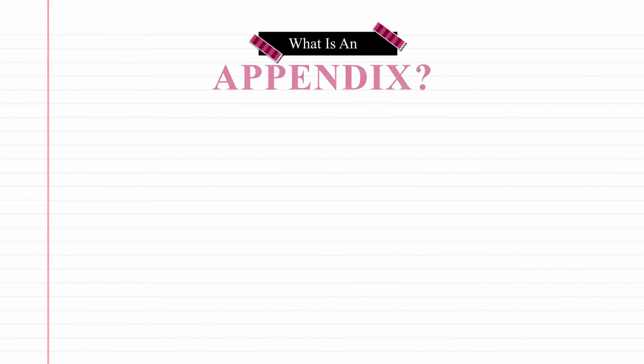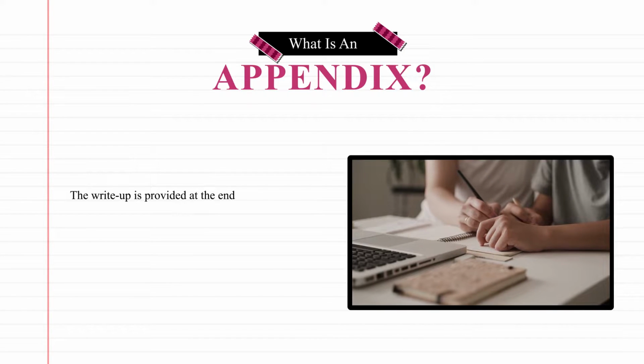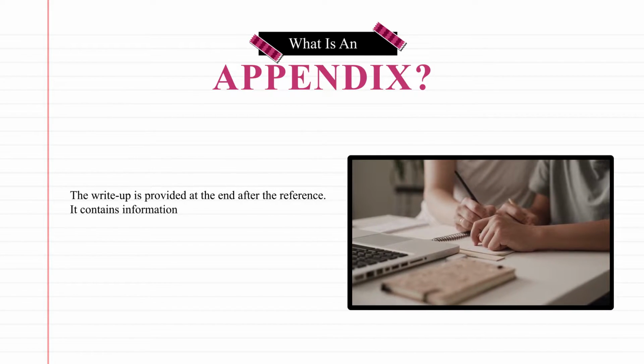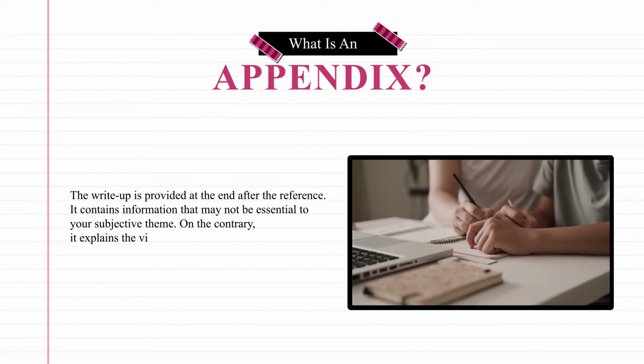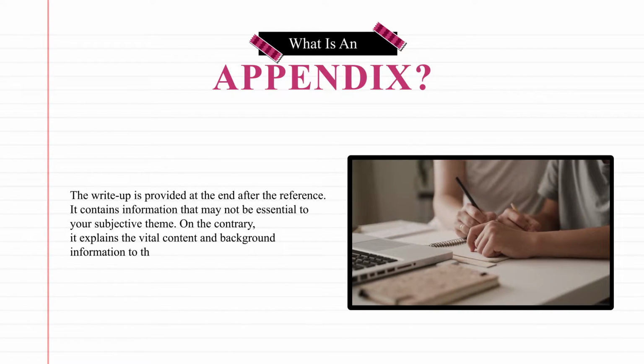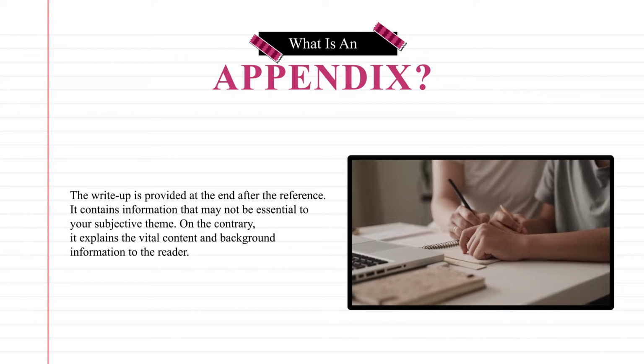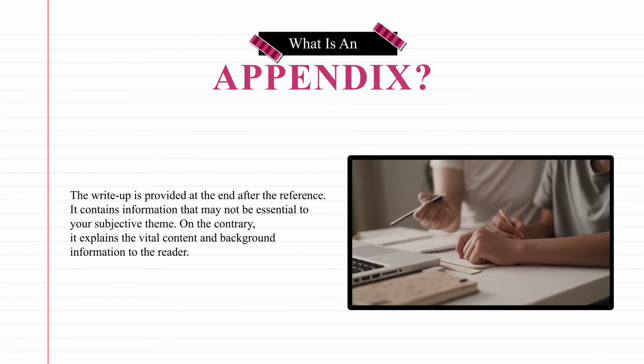The write-up is provided at the end after the reference. It contains information that may not be essential to your subjective theme. On the contrary, it explains the vital content and background information to the reader. Thus, the reviewer has a better understanding of the project.